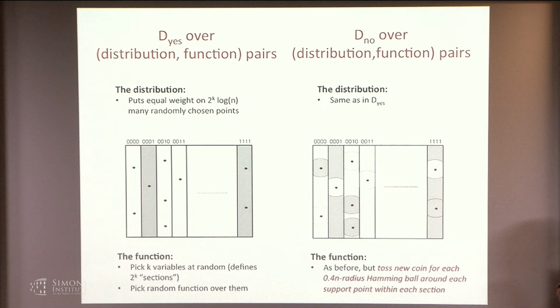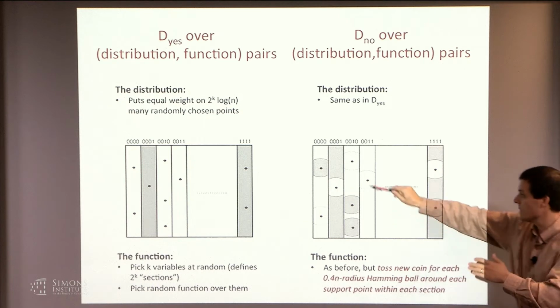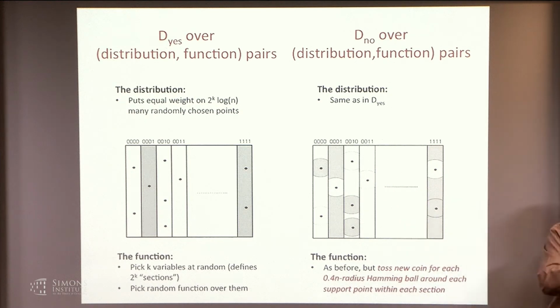But there's a twist. Within each section, in a Hamming ball around the point where the probability distribution is supported, we toss a fresh coin. And we color all those points according to the fresh coin toss. Okay, so again, these are big Hamming balls. The radius is 0.4 n, let's say. But we only have this Hamming ball restricted to this section. All the Hamming balls are just restricted section by section. Okay? So this is the no construction.